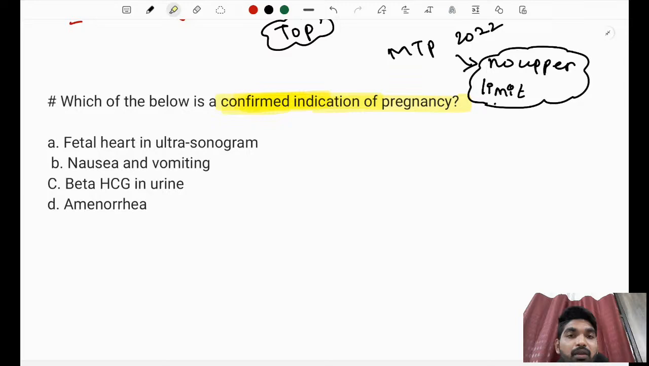Yes, what is the right option? Yes, every one of you is right, 100%. Ultrasound. Usually we diagnose pregnancy by seeing ultrasound only, right? So when you see fetal cardiac activity, the fetal heart, on ultrasound, that will give you 100% confirmation that the woman is pregnant. Okay.